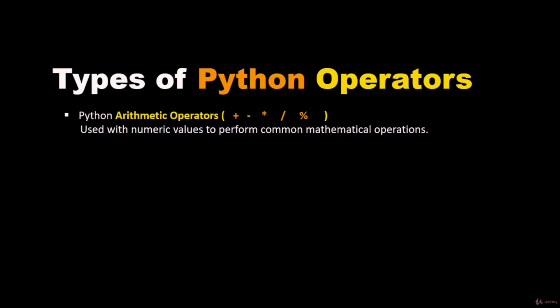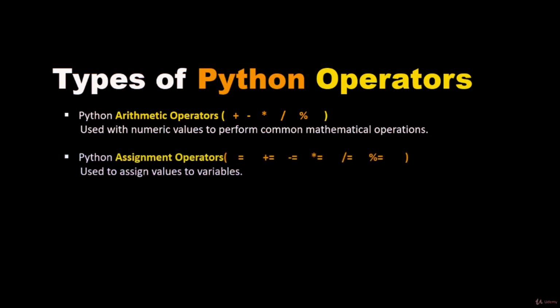The next type of operator is the assignment operators, and these types of operators are basically used to assign values to variables. So these are what the symbols look like. You've got the equals, the plus equals, minus equals, multiplication equals, division equals, and modulo equals.